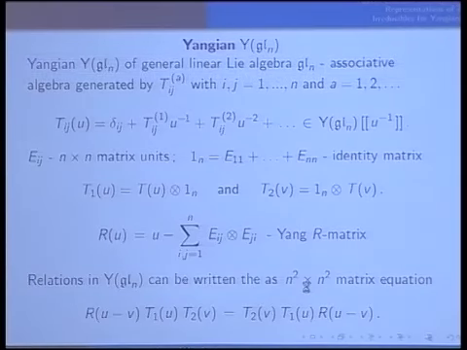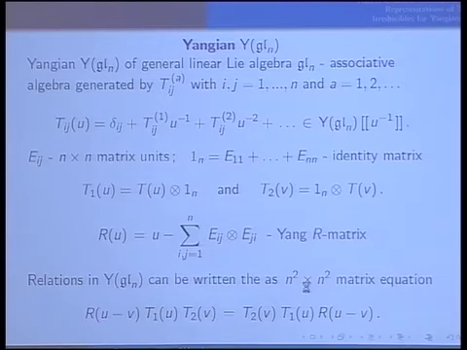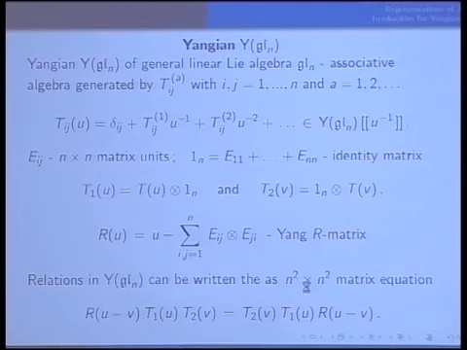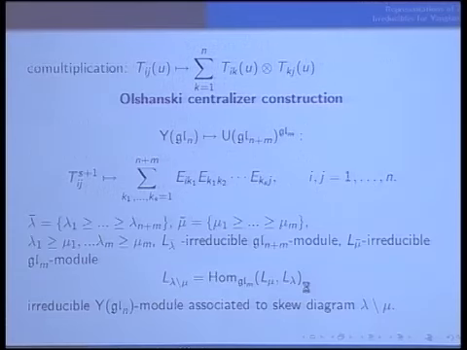Let me first remind what a Yangian is. Most people know what it is. Formally it is defined as an associative algebra with an infinite number of generators, T_ij^(1), T_ij^(2), and so on, which are composed into a generating function, and the relations are quadratic and can be written in the form of the Yang-Baxter equation. So this algebra is a Hopf algebra. There is a co-multiplication.